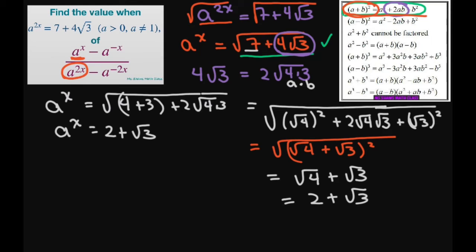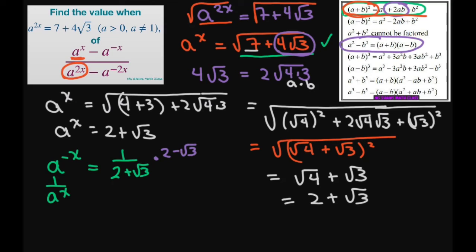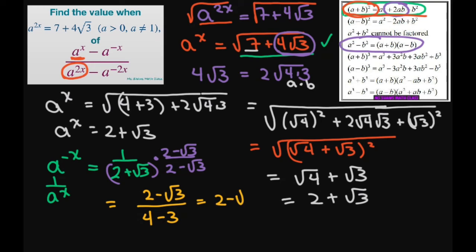Now, all I have to do is use substitution and see what we have. Let's look at a^(-x) real quick. Well, that's just going to be 1 divided by 2 plus square root of 3, because this is 1 divided by a^x. Now, let's rationalize the denominator. We're using your difference of squares, so we multiply by 2 minus square root of 3 divided by 2 minus square root of 3. In the denominator, you're just going to get 4 minus 3. In the numerator, you're going to have 2 minus square root of 3.